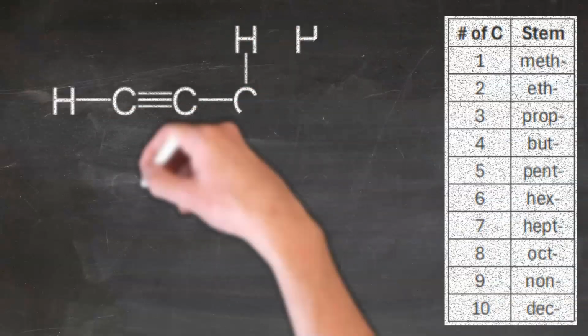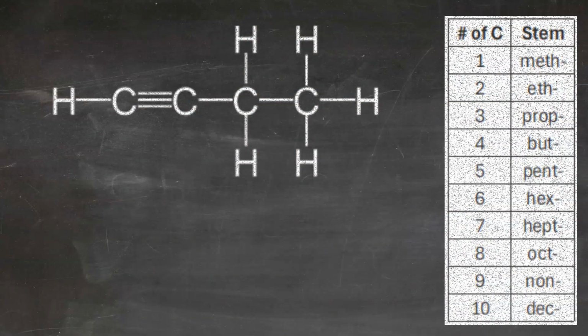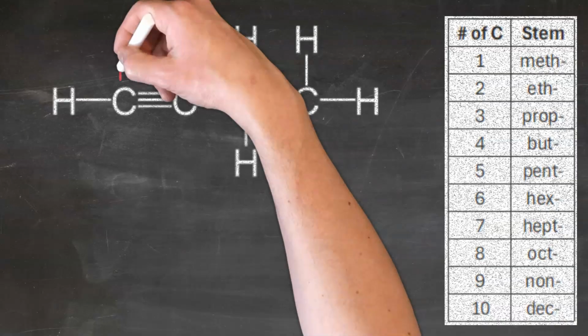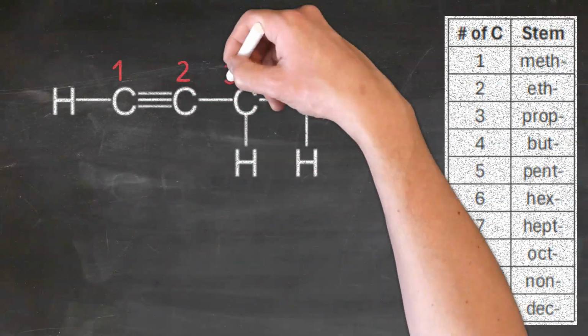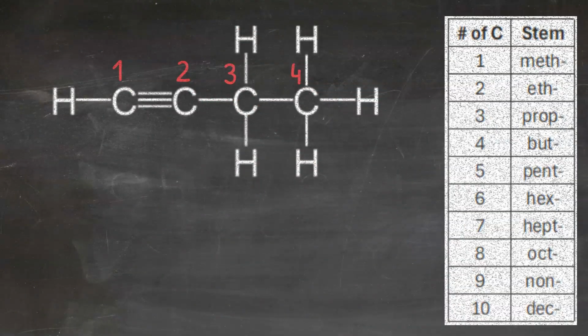In our next example, we'll look at this structure here. It is important to first number our carbons to find our longest continuous carbon chain. In this structure, we're going to number our carbons from left to right. It is important to note that when we number our carbons for alkynes, we want to start numbering on the carbon that is closest to the triple bond. So that is why we would number these carbons from left to right.